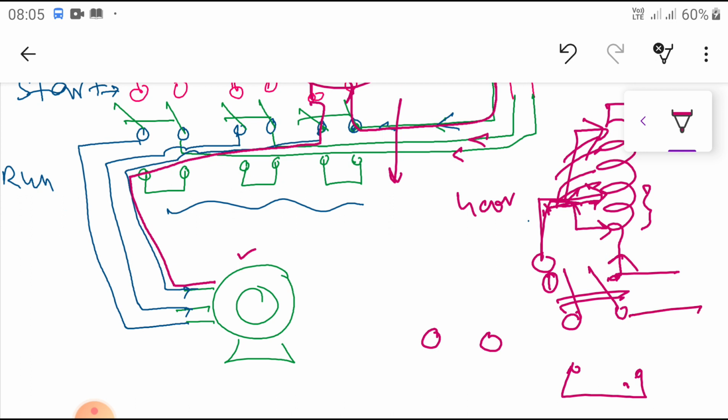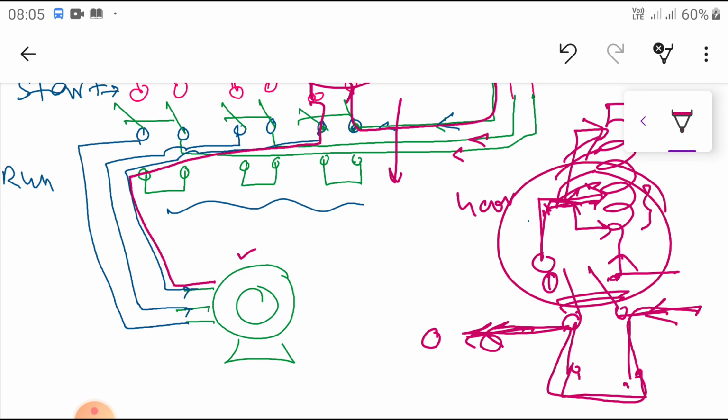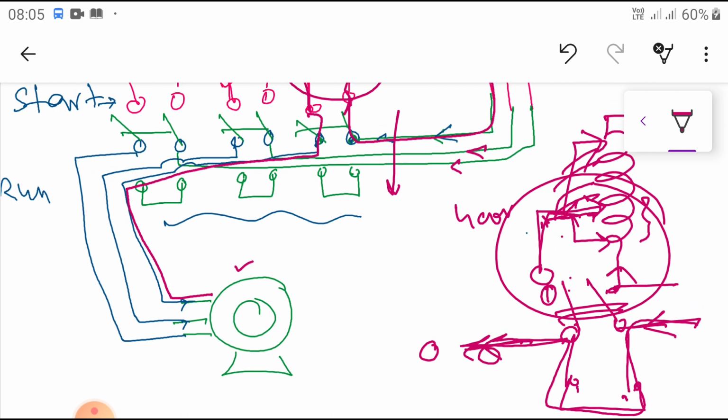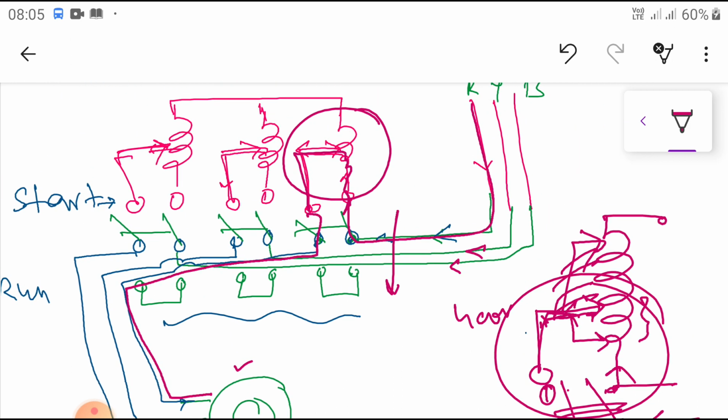Whatever current is connected, this is the supply input, this is the motor output. If you move in this direction, it will connect here only. That means whatever supply is coming is bypassed to this one, so there is no connection in the picture of the auto transformer. So this is the one auto transformer.